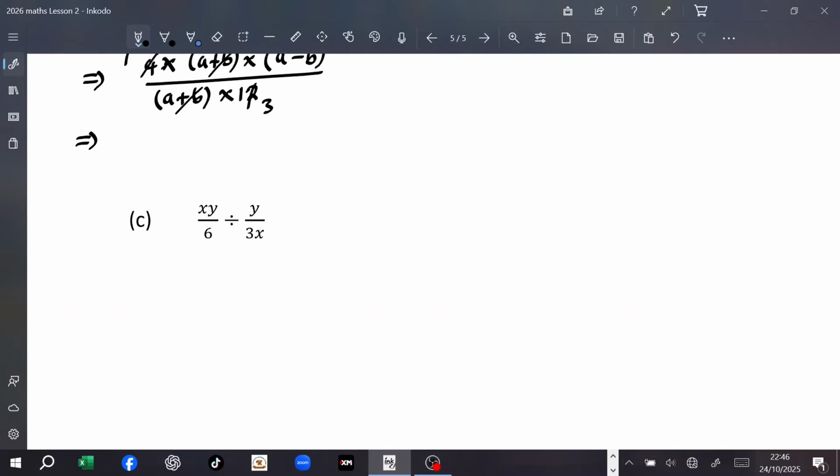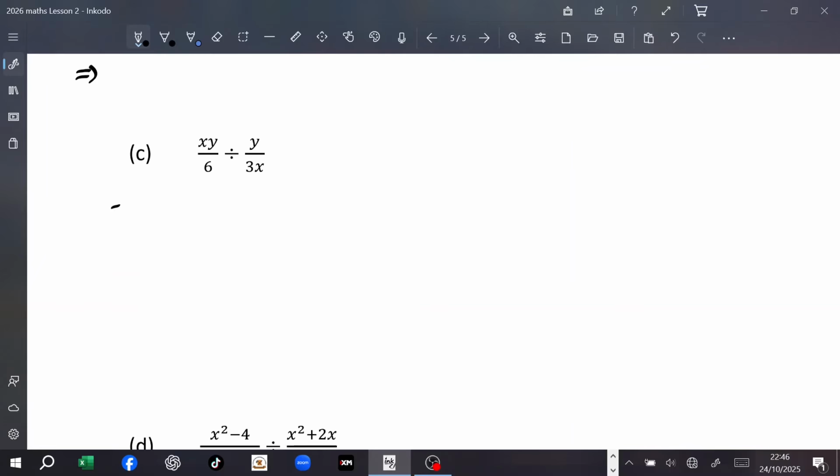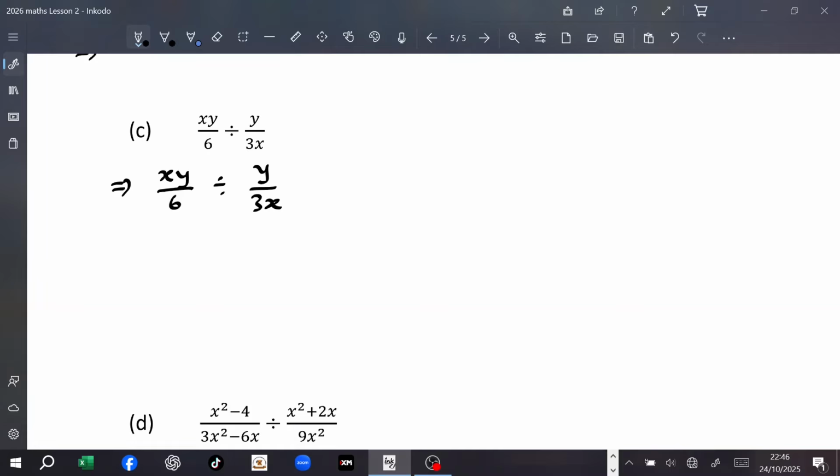Then you come to this one. This one is xy over 6 divided by y over 3x. So this one there's a division. Whenever you are dividing a fraction with another fraction, this division becomes multiplication. Okay? So it will change like xy over 6, then this division becomes multiplication.